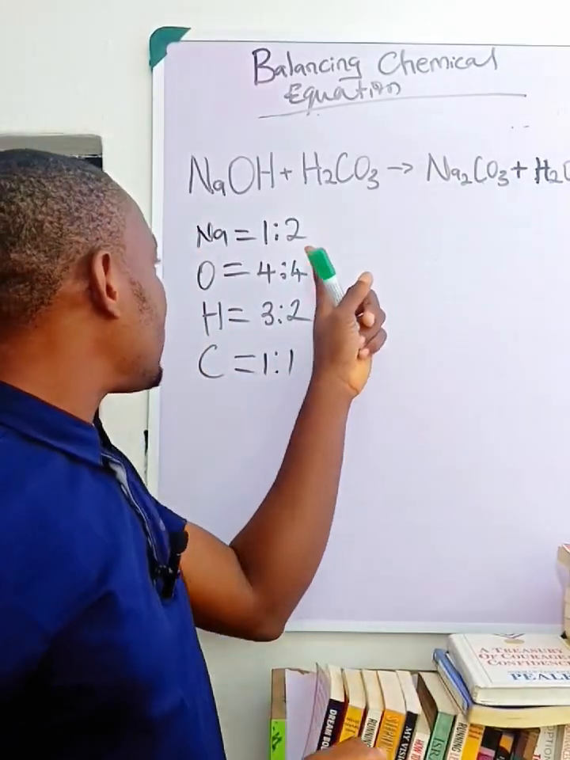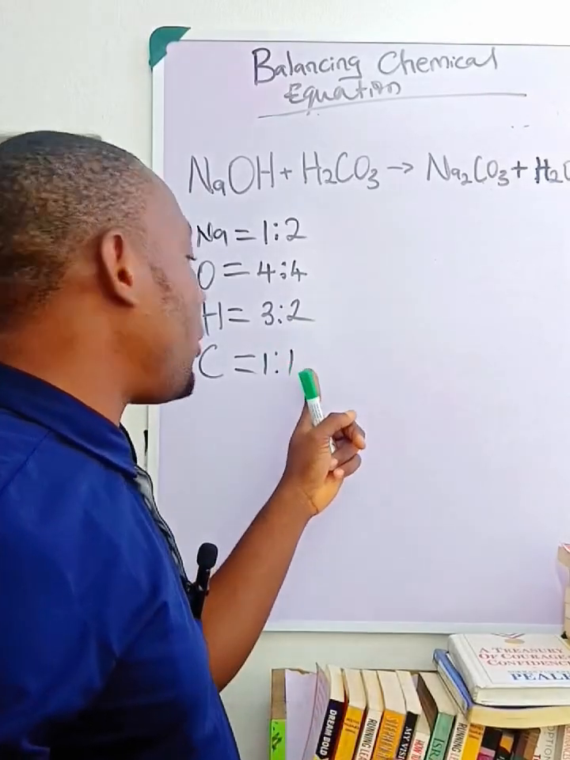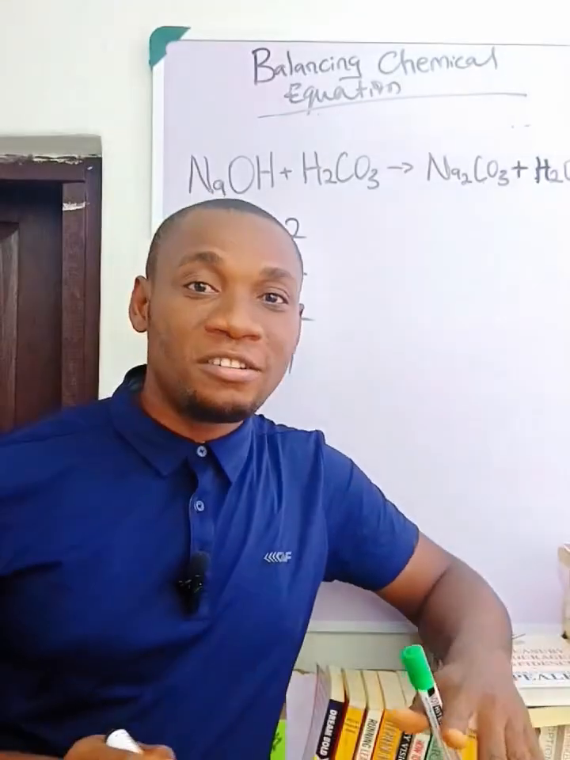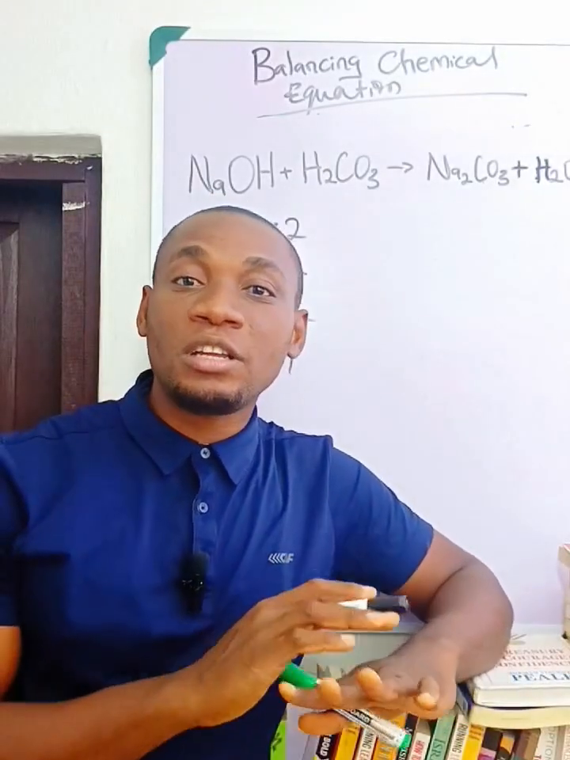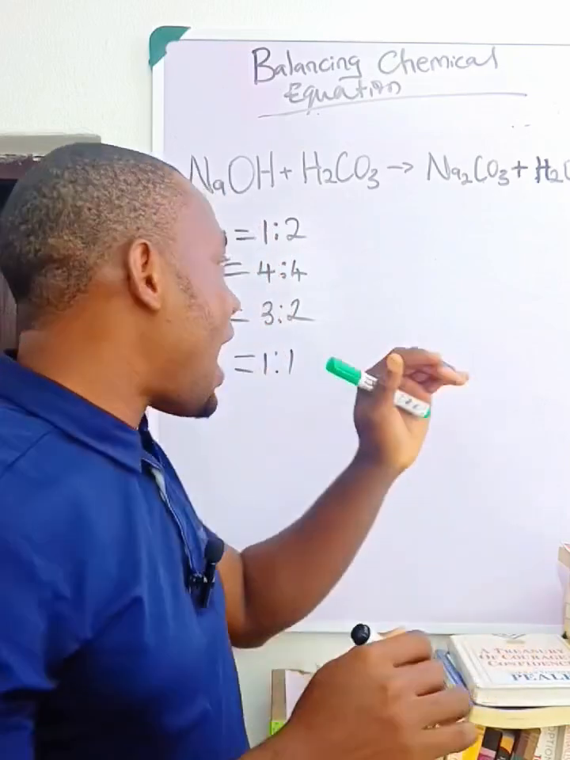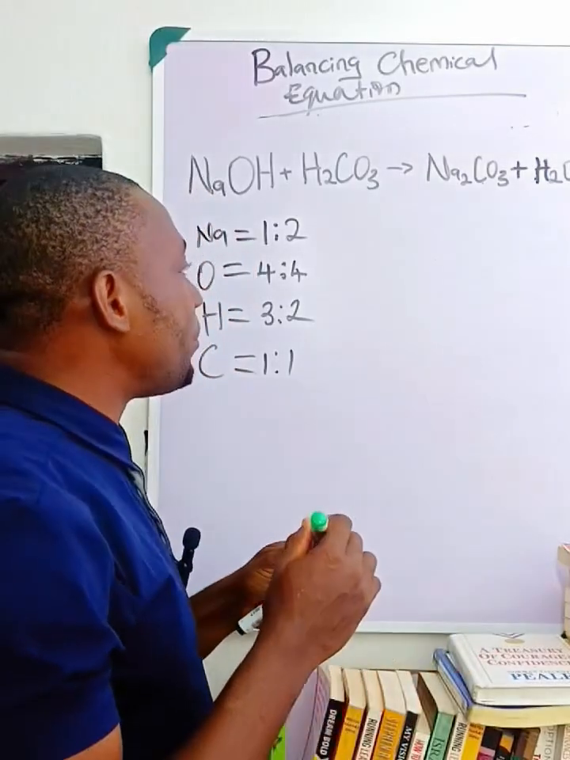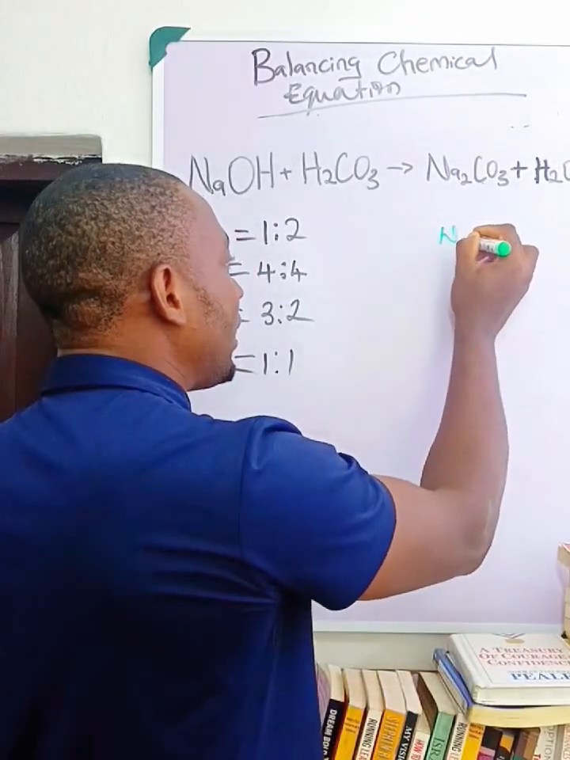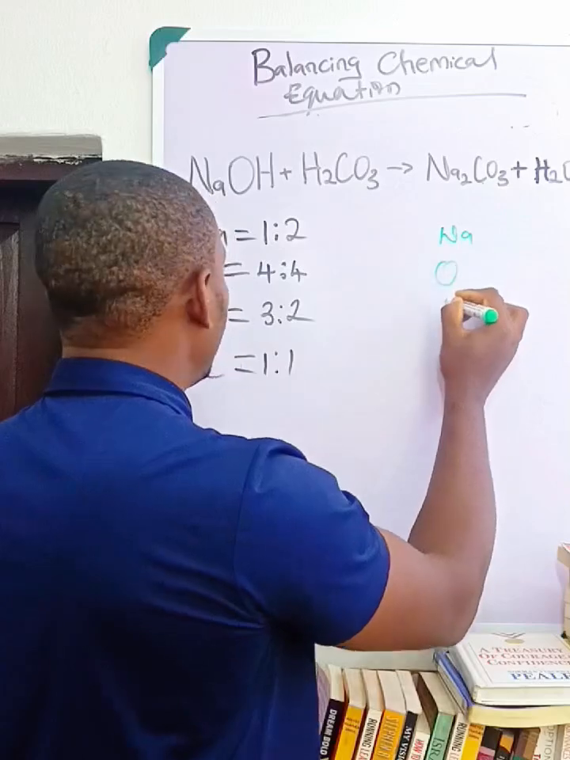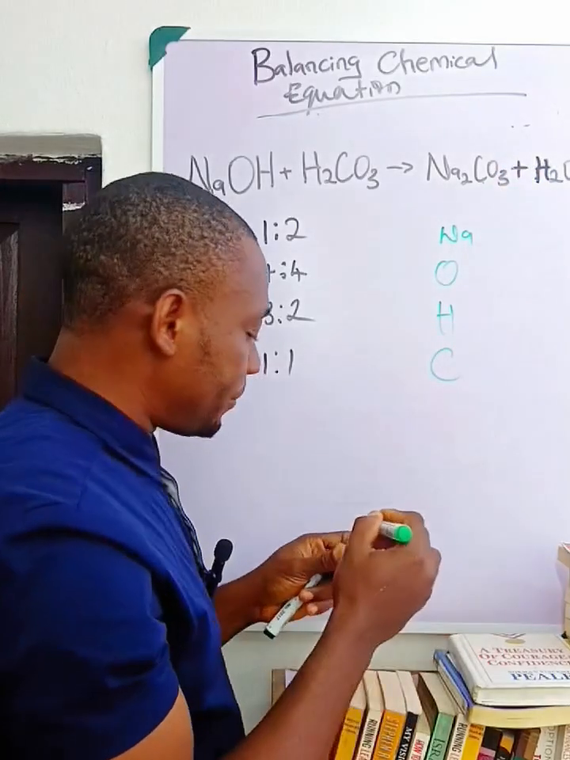Sodium is not balanced. Oxygen is balanced. Hydrogen is not balanced. Carbon is balanced. In all, the chemical equation is not balanced. Our job is to now balance it. At the end of the day, the ratios are going to be the same. So what I will simply do is to rewrite the elements again to show you the full working.